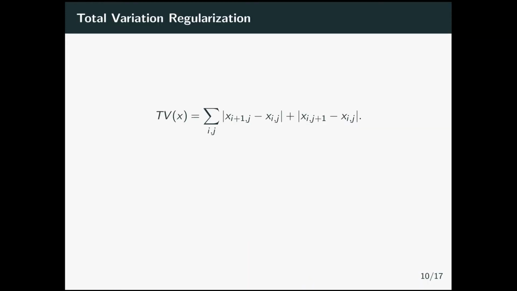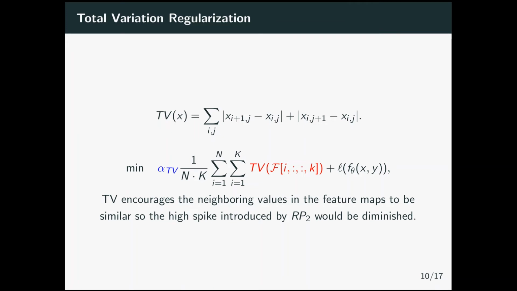The second type of regularization we explore is total variation regularization. The main idea here is that we wish to minimize neighboring differences between neighboring values. We directly apply this total variation operation to the first layer feature maps, separating, of course, by batch and by channel. Total variation regularization encourages the neighboring pixel values in the feature maps to be similar, so that the high spike introduced by the RP2 attack will be diminished.